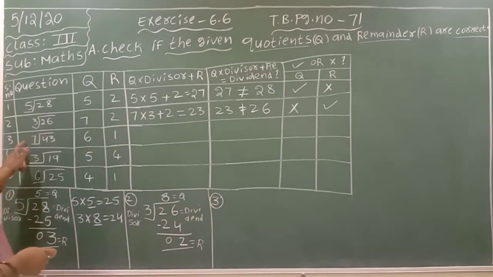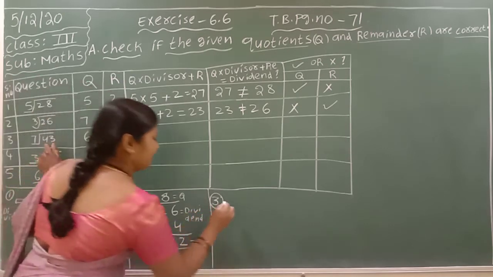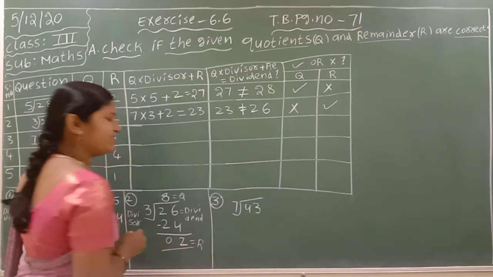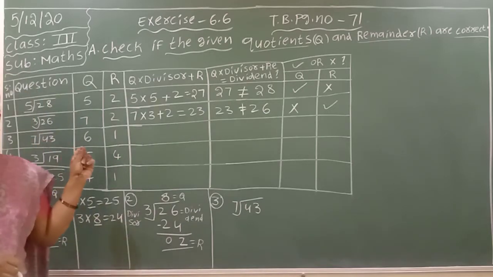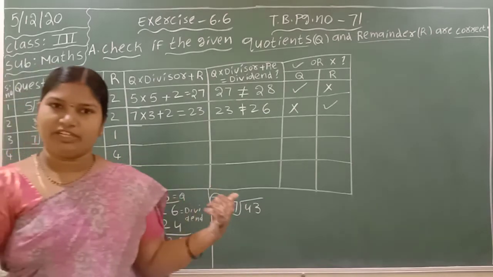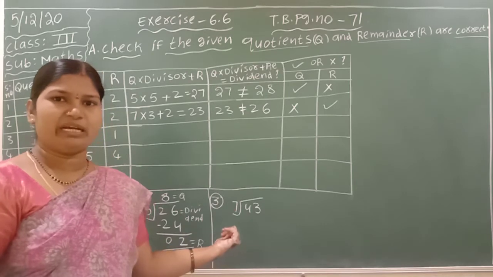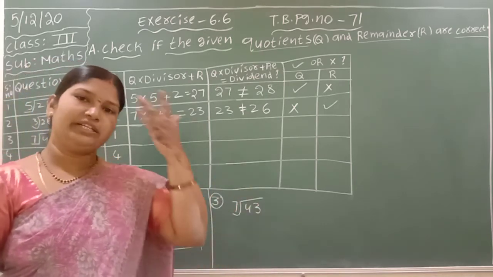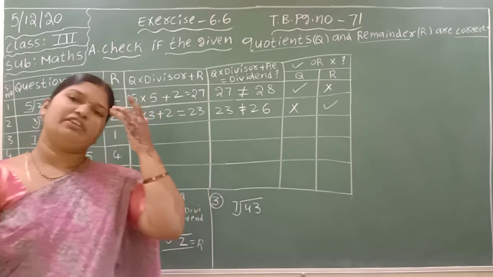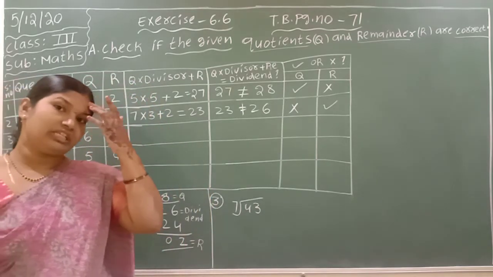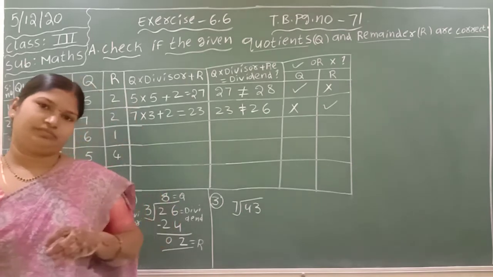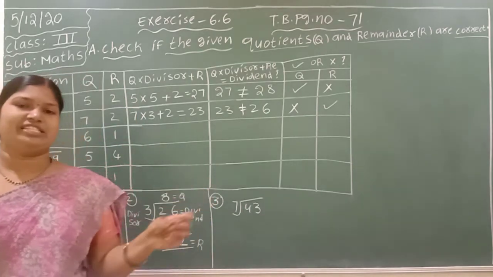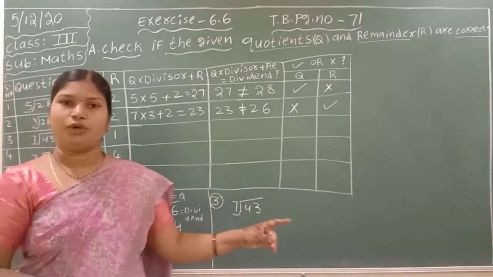That is 7, 43. 7 divided by 43. Read the 7 table. 7, 1, 7. If you are perfect in tables, these divisions become as easy. 7, 1, 7. 7, 2 is 14. 7, 3 is 21. 7 4 is how much? 28. 7 4 is 28. 7 5 is 35. 7 6 is 42.